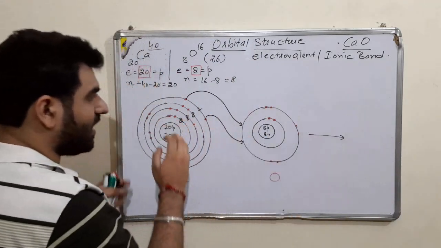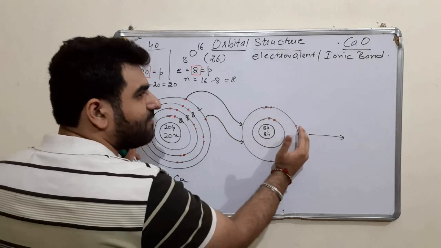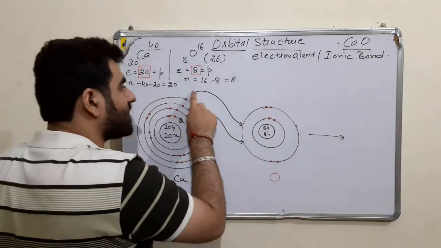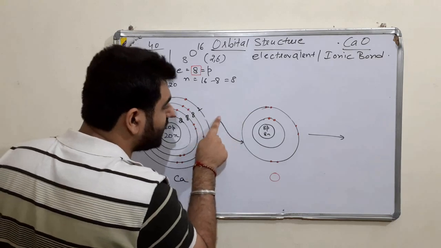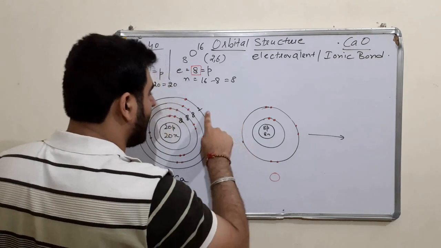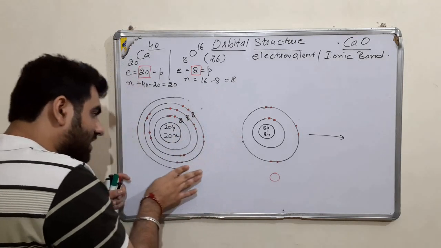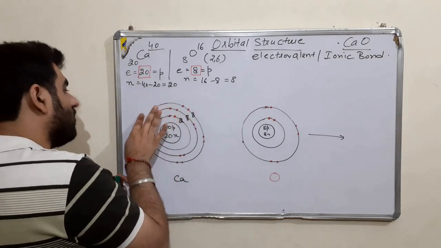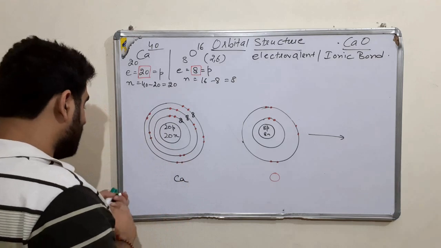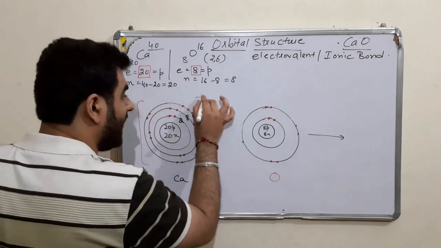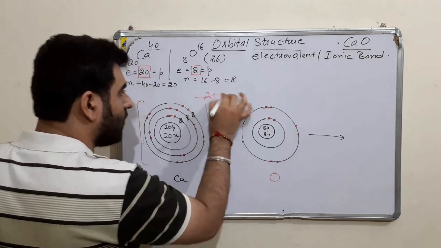I am not having the space, so this is the left hand side. Now I am going to draw the right hand side in the same place. After the transfer of these electrons, these two electrons will be lost. This outermost shell is gone. Now this is 2,8,8, 2 positive.